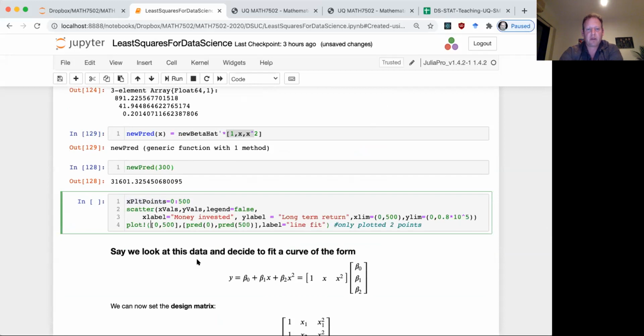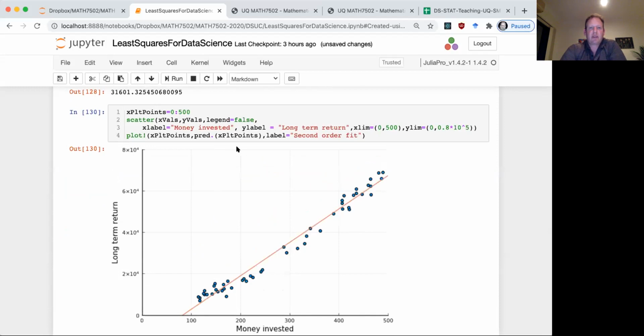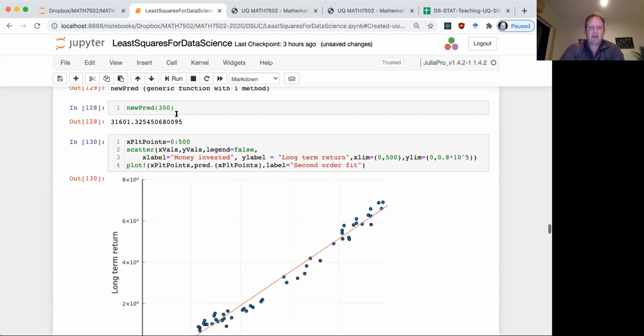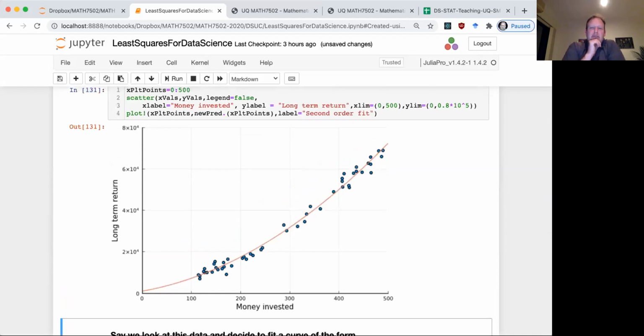So then when we plot the x plot points and the y coordinate, this is even more elegant: a predictor mapped or broadcasted to x plot points. And this is now the parabola fit, second order fit. That didn't seem to work. Why is it doing this? There's a bug. New pred, well done. Okay, new pred. Look at that. Isn't that nice? Maybe, I don't know if it excites you.